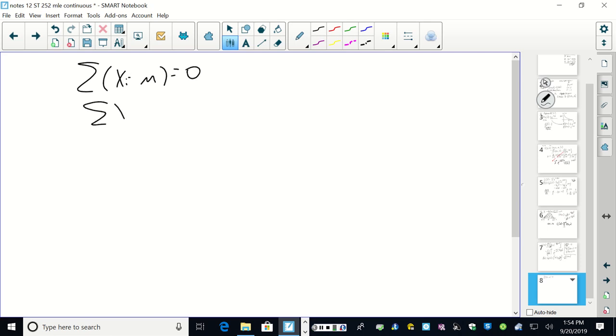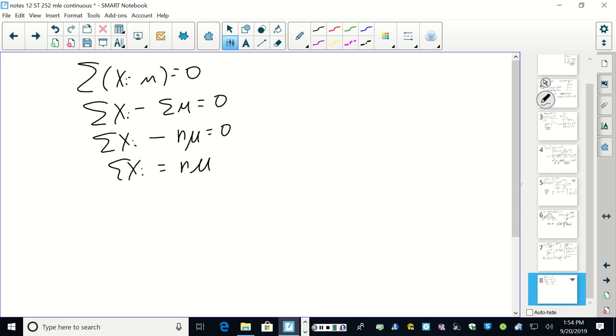So the sum of xi minus mu equals 0. You can split that one there. The sum of xi. This is n times mu, because it's mu and it's added up n times. Right? So the sum of xi equals n times mu, and mu equals the sum of xi over n, which is just x bar. And we call that mu hat. So the maximum likelihood estimator of the average in a normal sample is just the sample average.